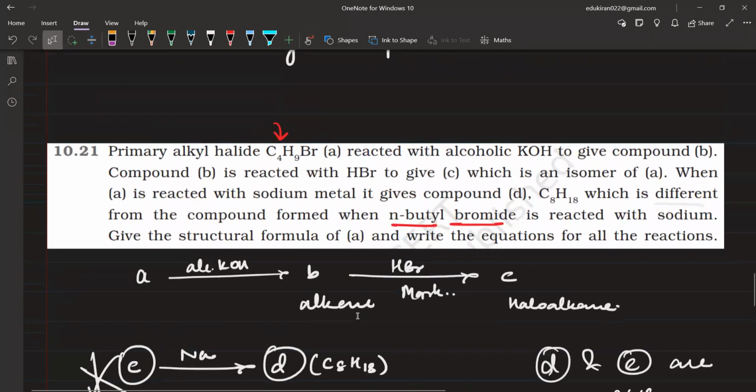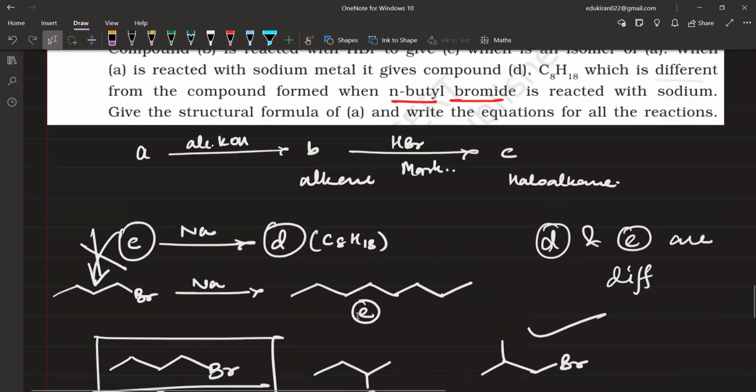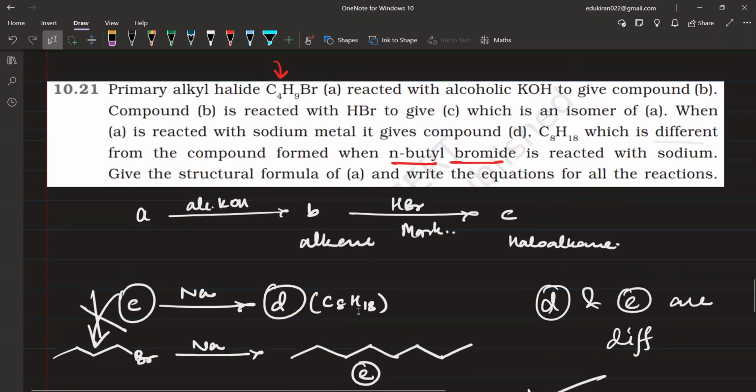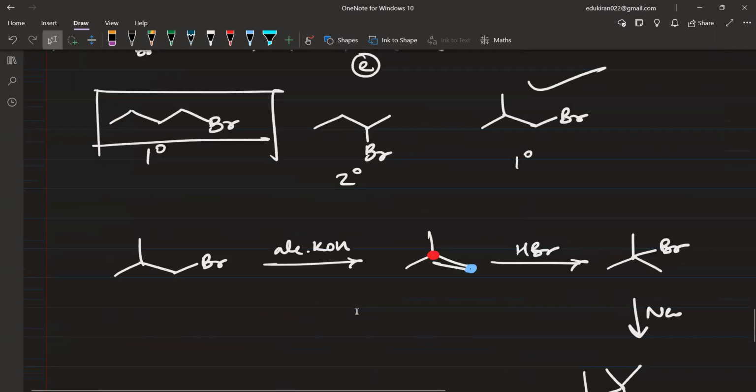C4H9Br reacts with alcoholic KOH to give this compound. C8H18, which is different from the primary alkyl, right? C4H9 reacts with alcoholic KOH, which is an isomer of A. This is an isomer of A.